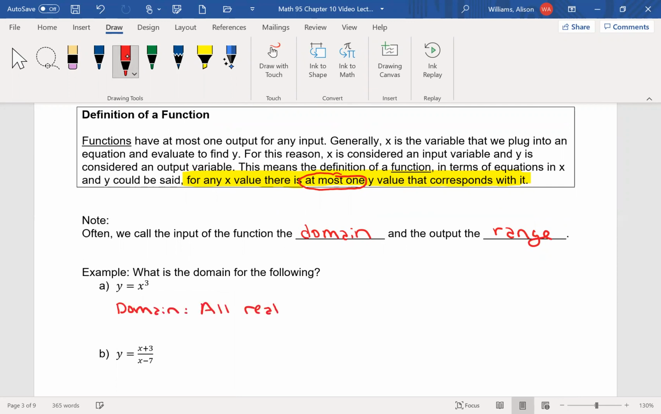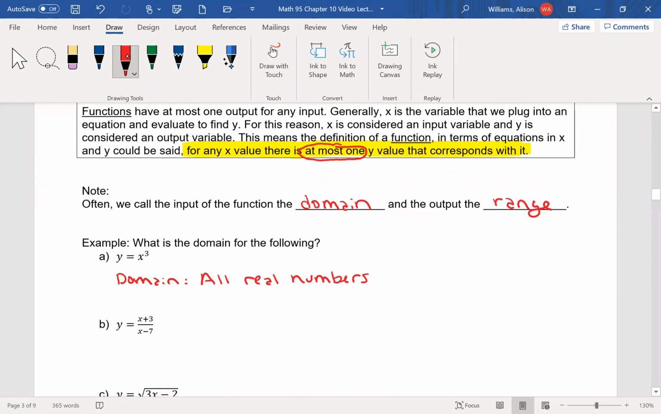I can plug in anything I want. I'm not limited. That will not always be the case. So let's look at the next example. Here, we have a rational equation. And in this case, we actually have a potential problem.